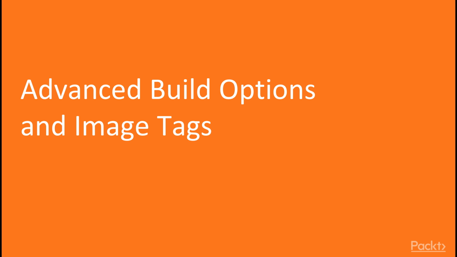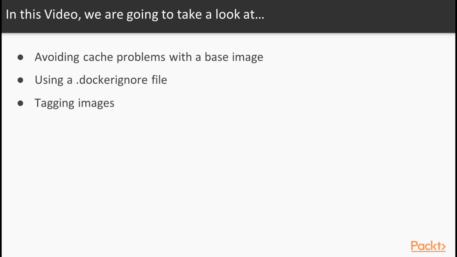Advanced build options and image tags. In this video, we'll learn how to deal with cache problems when using a base image. Next, we'll learn how to use Dockerignore files to control what is sent to the Docker daemon to build an image. Finally, you'll learn how to tag your images.